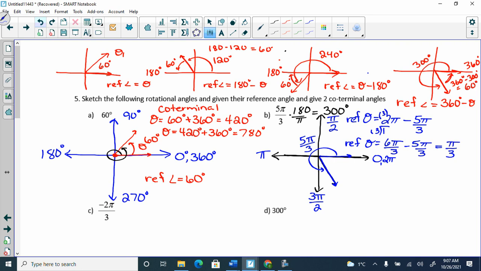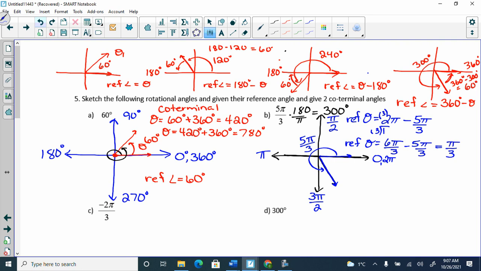So if you go 2 minus 5 over 3, math enter, you're going to get a third, aren't you? Then you add the pi back. That's how you can check your math. Put it in without the pi. So that's my reference theta.